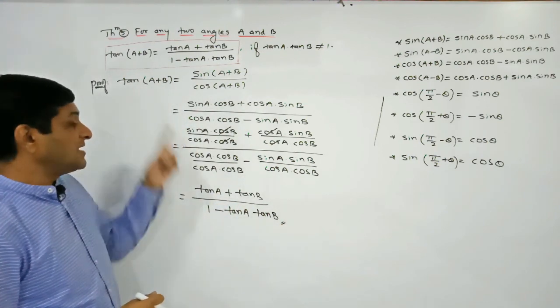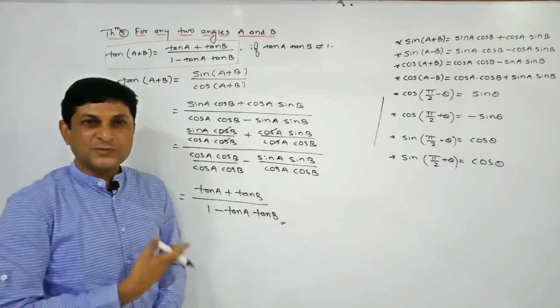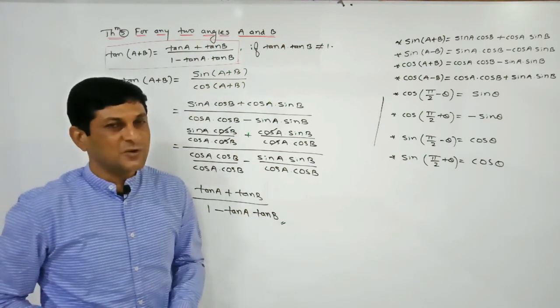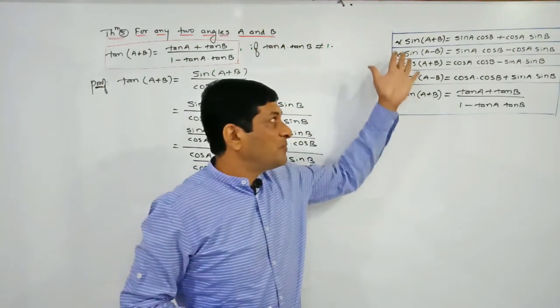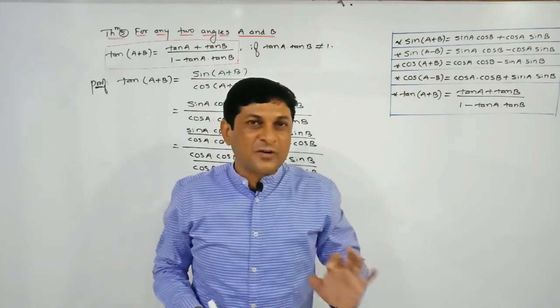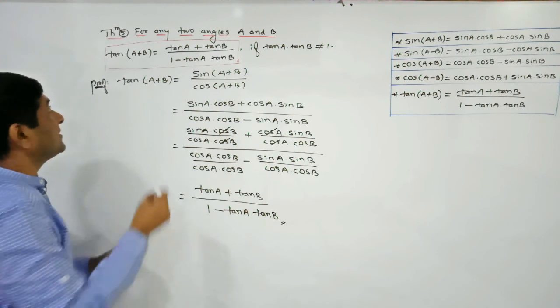What is the value of tan A plus B? Tan A plus tan B upon 1 minus tan A into tan B. So in this way, considering the left hand side, we have shown that its value is equal to what? Right hand side. So in this way we have prepared the list of formulas for trigonometric ratios of compound angle. Now let us try to prove the next theorem, theorem number 6.